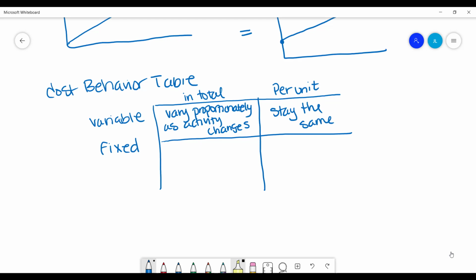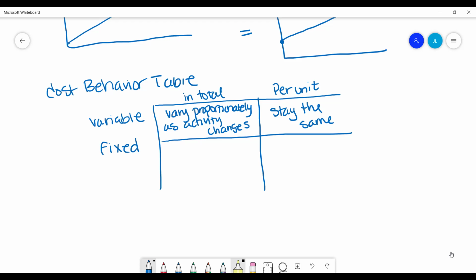For example, the per gallon cost of gas, right? If you go and fill up your car, as you fill more gallons of gas, the total cost is going to go up, right? But per unit, as you're filling up your car with more and more gallons of gas, that gallons being the activity, is the price per gallon at that moment in time of that transaction changing? No, the per unit cost of 1 gallon of gas is staying the same.